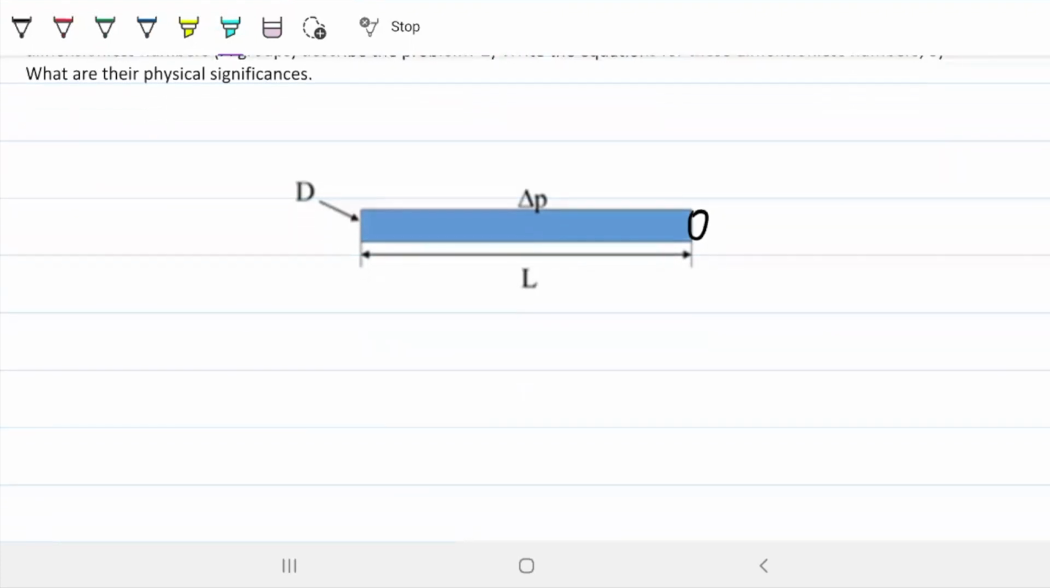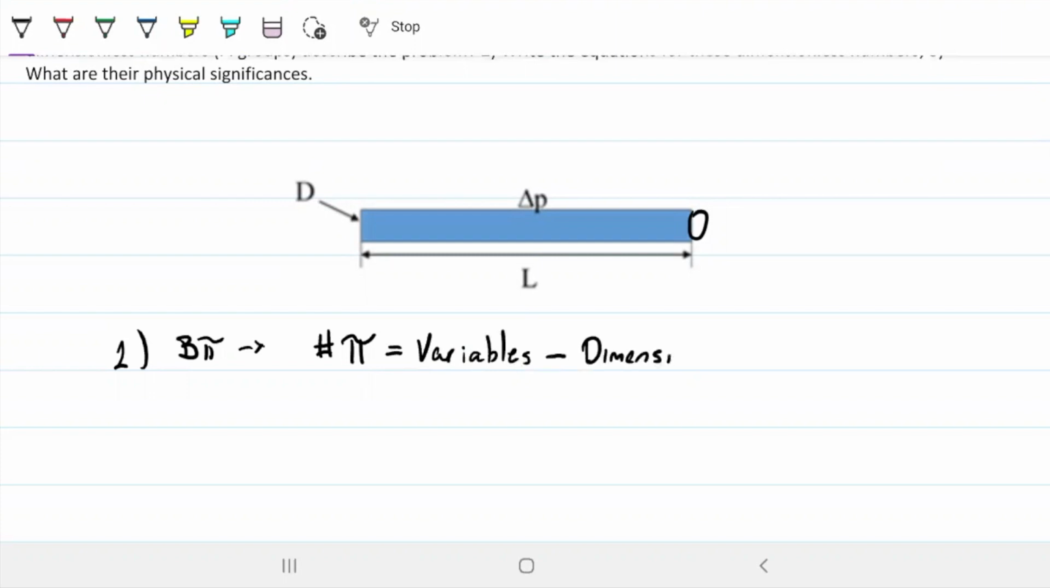Okay, so we're going to start with the Buckingham Pi theorem. That says that the number of pi groups that I will have, that is the number of non-dimensional numbers, or let me rephrase that, the quantity of non-dimensional numbers that we're going to have, equals the number of independent variables that we have, minus the number of dimensions that we have for these variables. Okay, I'll just put independent here so that we are sure of what we're doing.